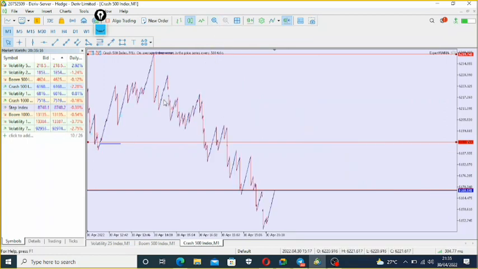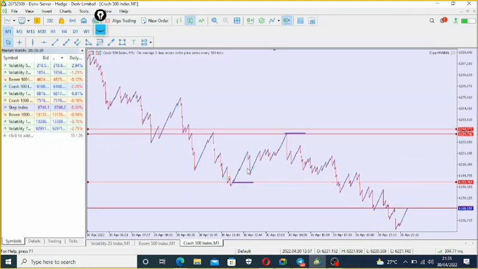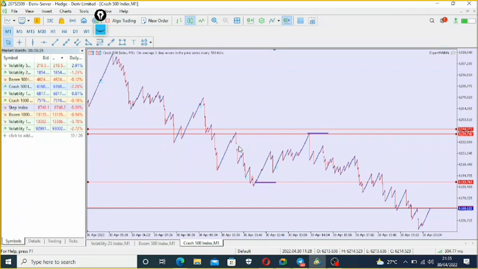Now look at this. Now we have been able to get our positions. We have been able to get our levels. Now how does this affect your trade? How does it help your trade? How this helps is this.